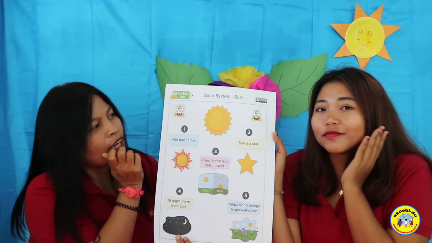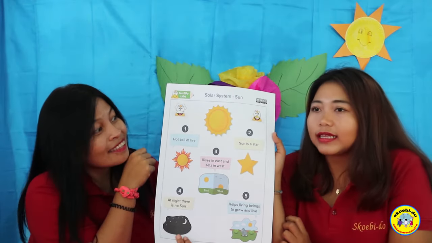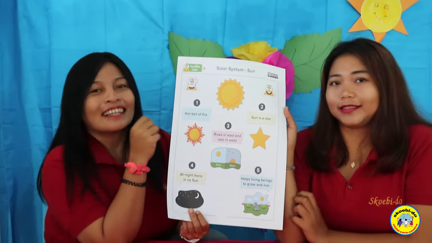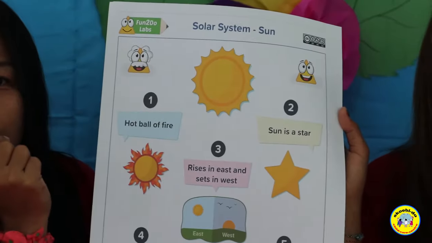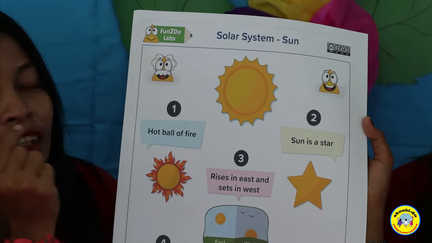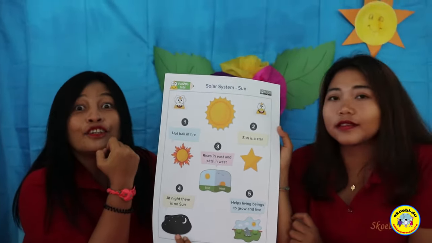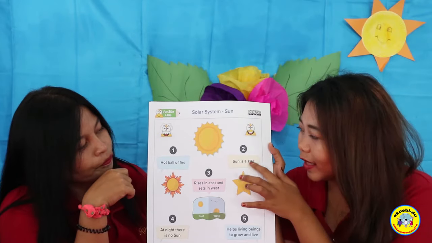Why do you call the sun a star, Miss? Because the sun has its own light. Correct. So the sun has its own light. That's why we also call the sun a star.